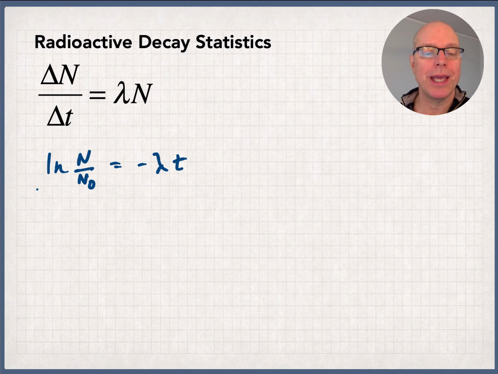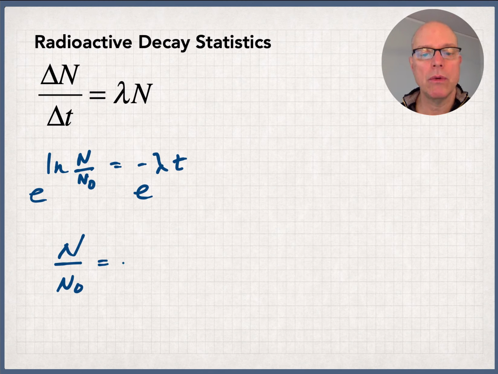So I'm going to raise e and use this now as a power, and I do it to both sides because we're doing legal math. So I raise all of this to the e power. Because log and base e are opposites, what I get is simply n over n0 on this side equals e to the negative lambda t. And here you can see where I derived my function from.